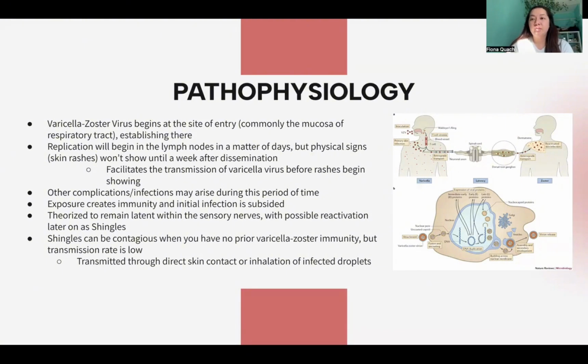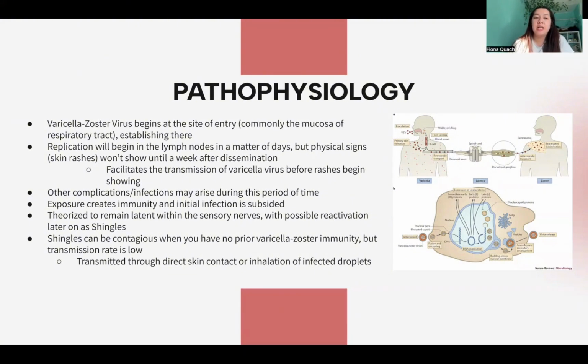It is very common that you may get some sort of complication or secondary infection. Other infections or complications can rise during this period of time because your body is not immune to this virus that is happening within your cells, especially for those who are maybe immunocompromised or have a complicated medical history. They are even more susceptible to getting complications. However, after the exposure of this virus to your immune system, this is when immunity is created, right? Immunity and start to fight against the virus. And in about a week or two, the initial infection from chickenpox will subside and chickenpox normally will heal itself.